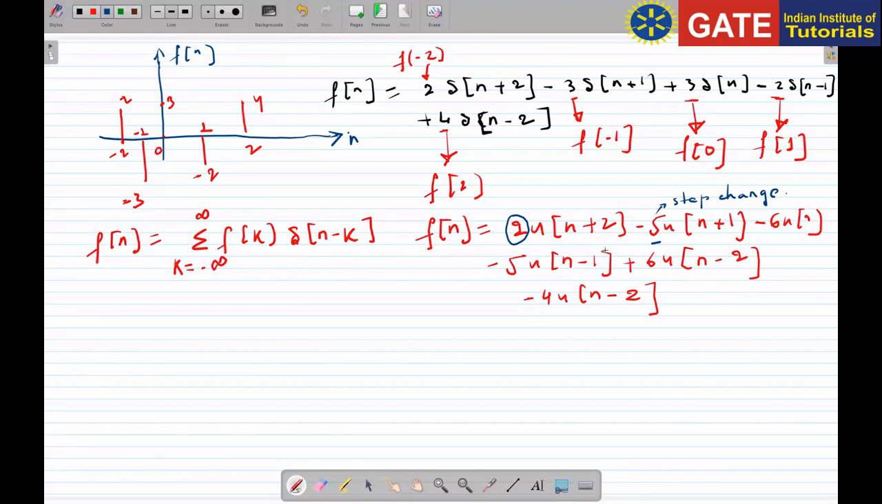So here what we have observed is that these are the functions in case of del minus 2. You should observe that we are having a value of f at different values of n, and we are integrating with del of n. I mean to say, the impulse function is integrated with f of n, that is, the signal, to get the complete signal figure. Okay.